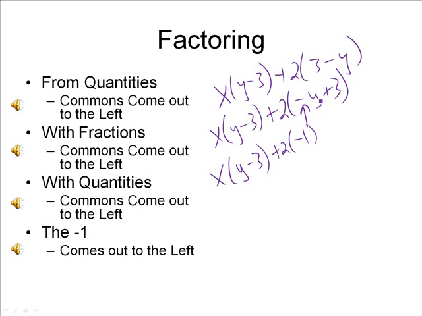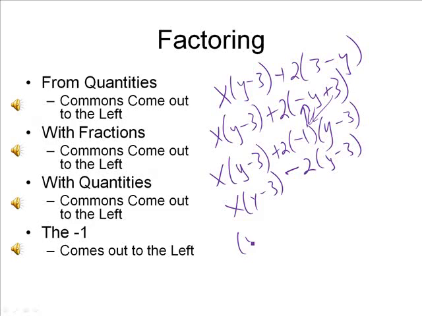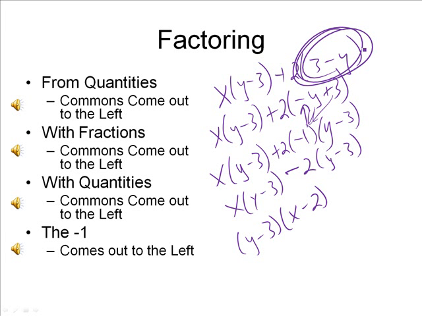And then when we factor the negative 1 out, remember it comes out of both terms. So the negative y divided by negative 1 is going to leave us with a positive y. But 3 divided by negative 1 is going to leave us with a negative 3. Okay, so we factor that negative 1 out, giving us x times y minus 3 minus 2 times y minus 3. And just like before, we have a common quantity here, so we can have y minus 3 times x minus 2.